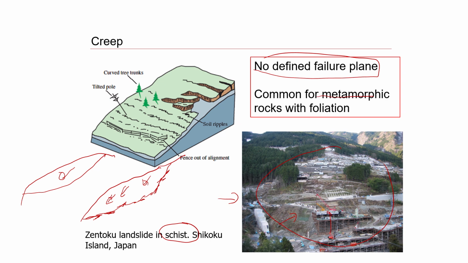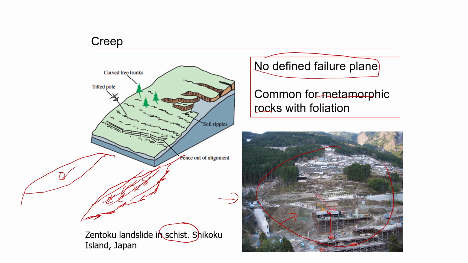Why? Because metamorphic rocks have foliation. Foliation is the arrangement of minerals, crystals in the rock mass. So because of that, it typically has areas where there is accumulation of loss of strain, and this is why this is common for this type of rock mass failure, which is called creep.